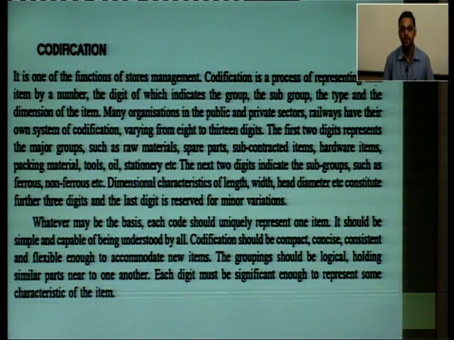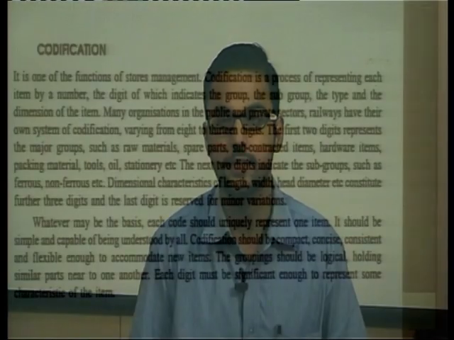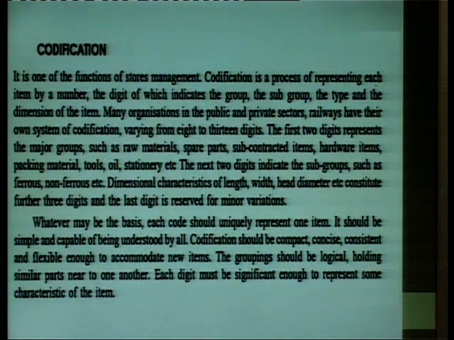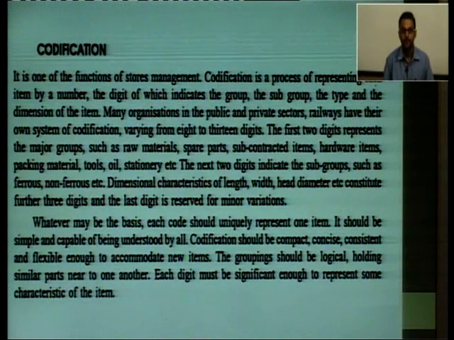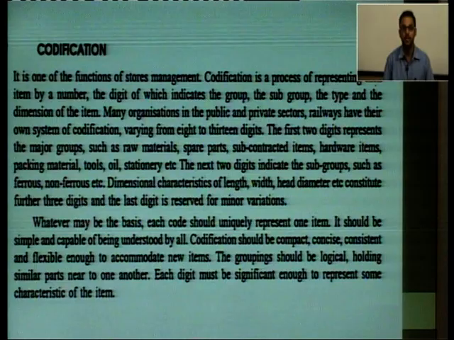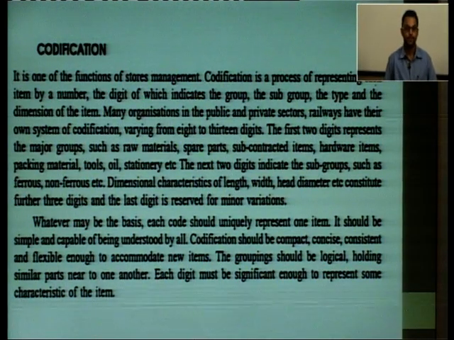Many organizations in the public and private sectors, such as railways, have their own system of codification, varying from 8 to 13 digits. The first two digits represent the major group, such as raw materials, spare parts, subcontracted items, hardware items, package materials, tools, oils, sanctionery and stationery, etc.